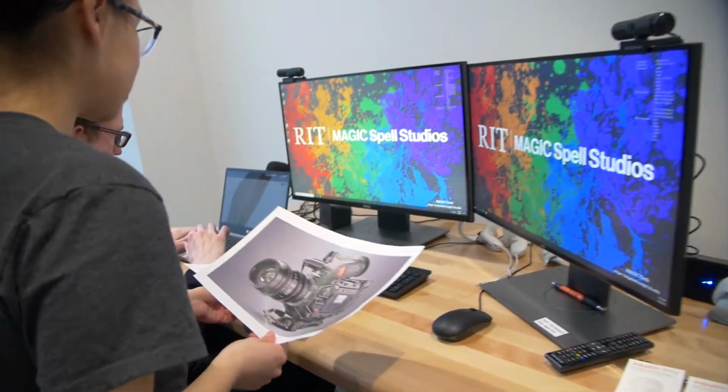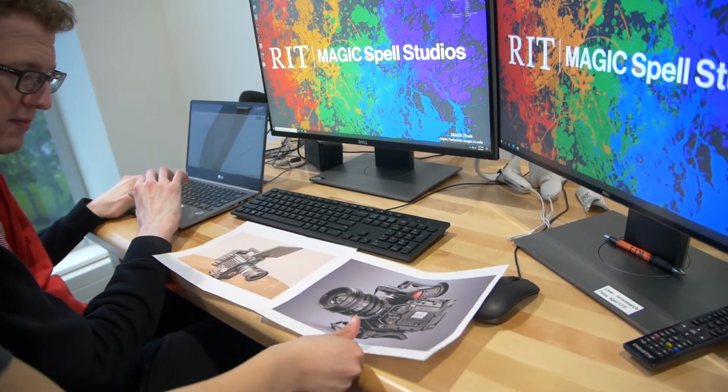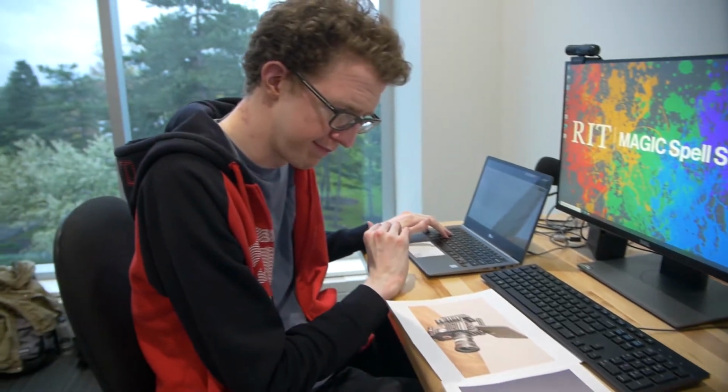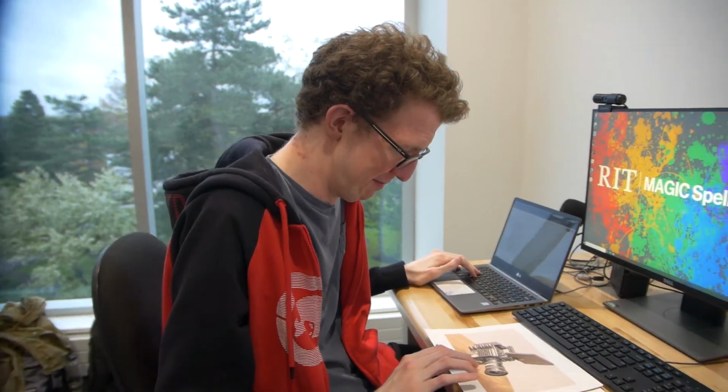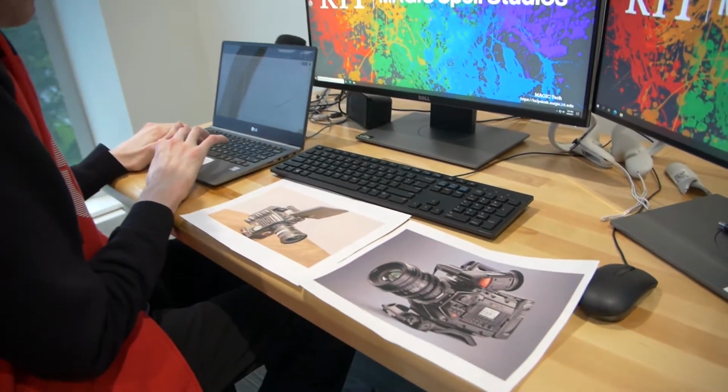Corporate needs you to find a difference between this camera and this camera. They're the same camera. They were not the same camera.